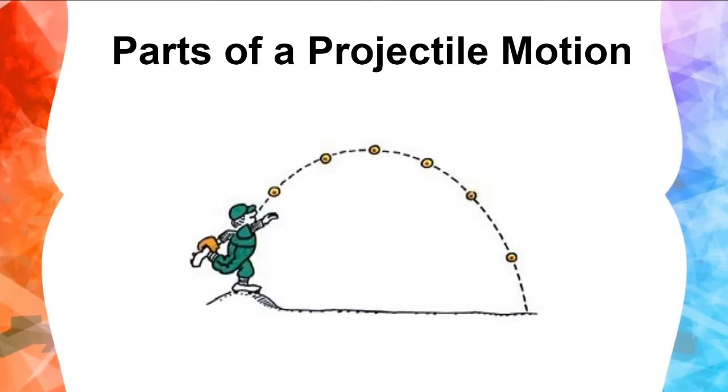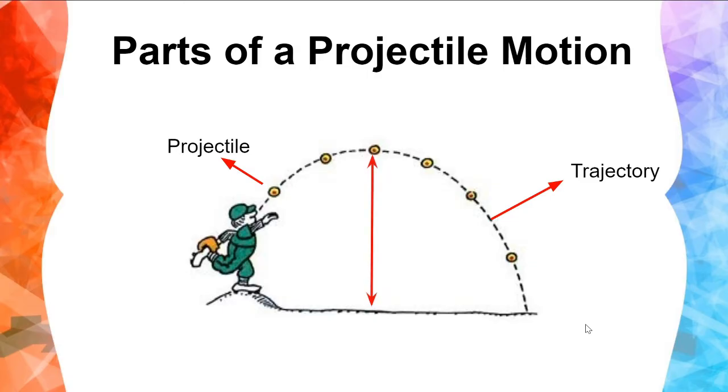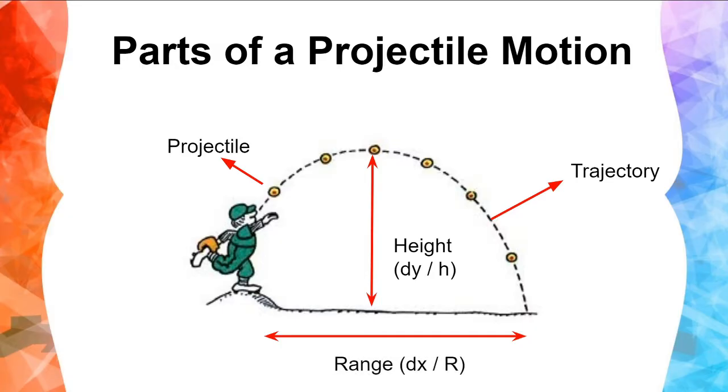And these are the parts of a projectile motion. So we have the object, which is the projectile. We have the path of the projectile, which is the trajectory. We have the height of the object, which is height or dy or h in the formula. And we also have the distance traveled by the object, which is the range or dx or capital letter R in the formula.